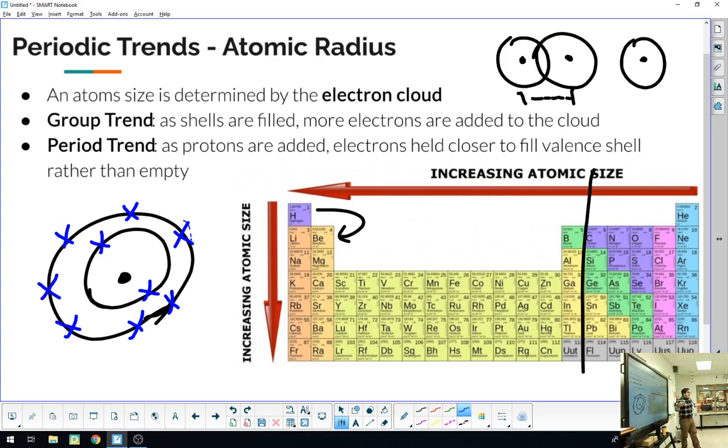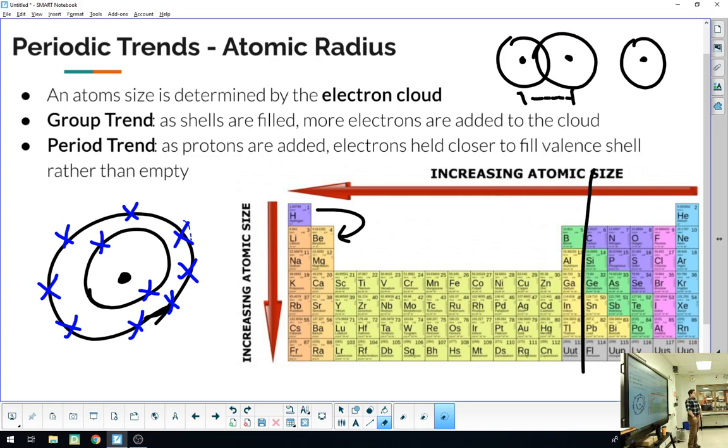Well, fluorine really likes to have those 7 close because it's almost full. It's almost happy. So it's going to hold those electrons in a little closer. Follow me there? It also has more protons to pull those electrons in. What does fluorine want to do? Well, it just wants to pick up 1 more electron and it's happy. And it's full. Does that make sense? Fluorine has 9 protons, but it has 7 valence electrons.